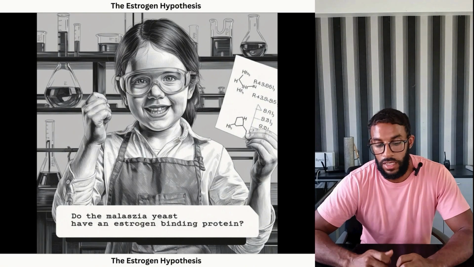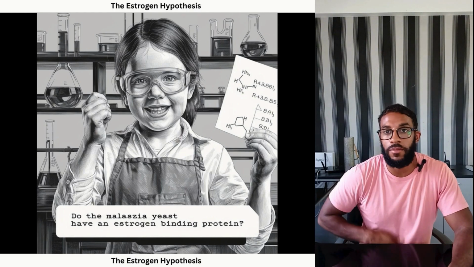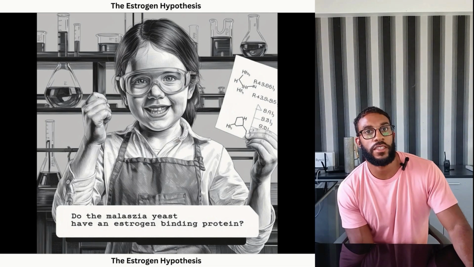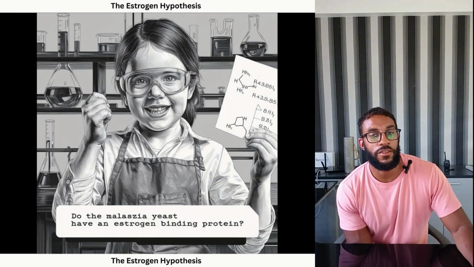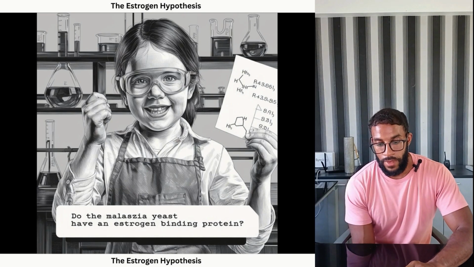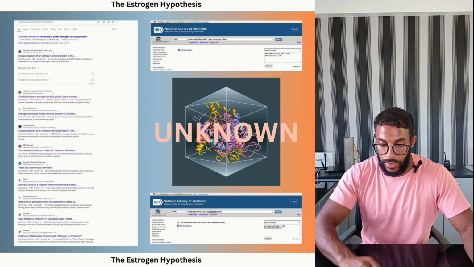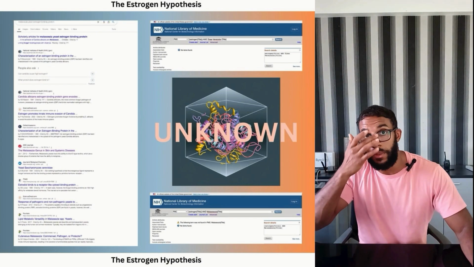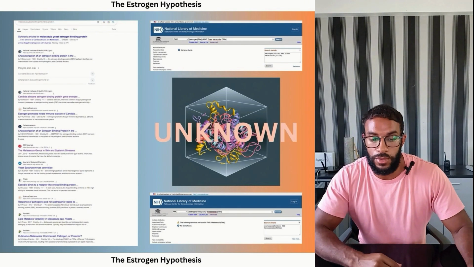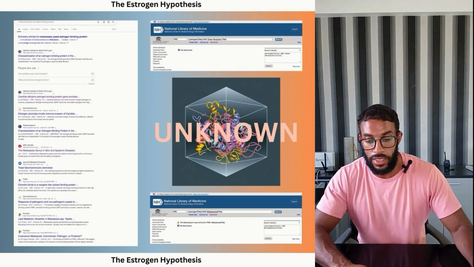Do the Malassezia yeast have an estrogen binding protein? Okay, that would be the obvious question to ask. Since the Candida yeast have an estrogen binding protein, a 5-year-old would ask, do their relative yeasts have that estrogen binding protein? And once again, you can look throughout all of the databases and the internet and you let me know what you find, because I haven't been able to find a Malassezia related estrogen binding protein. Obviously, I wouldn't have to do this as a long video and you'd be able to solve your skin.